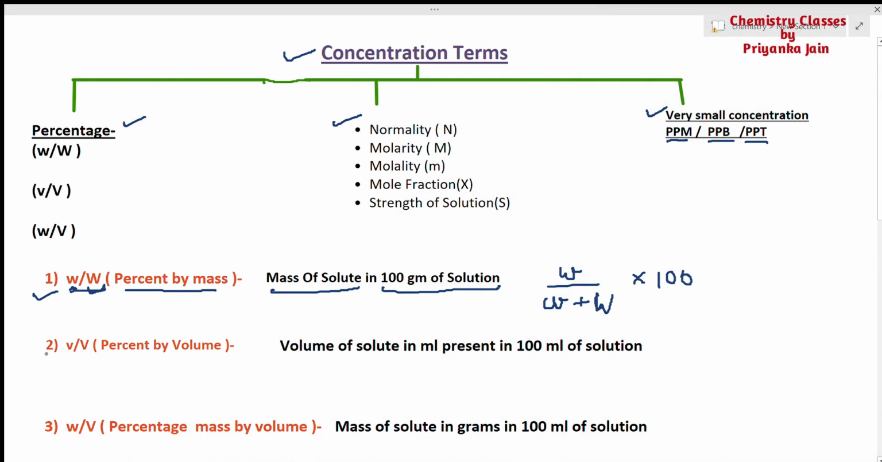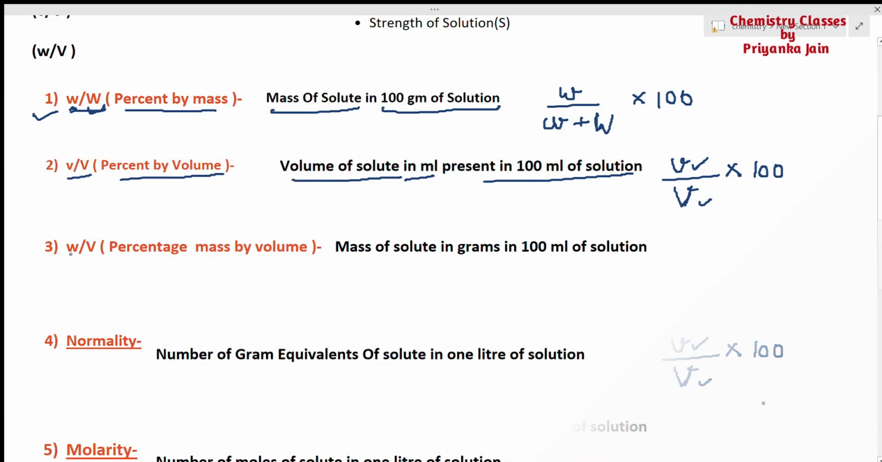Next term is volume by volume, which means percentage by volume. That is, we have to find the volume of solute in ml that is present in 100 ml of solution. For this, just divide the volume of the solute by the volume of the solution and multiply it by 100, so that you get the percentage by volume. The next thing is percentage mass by volume, which is shown by small w divided by capital V.